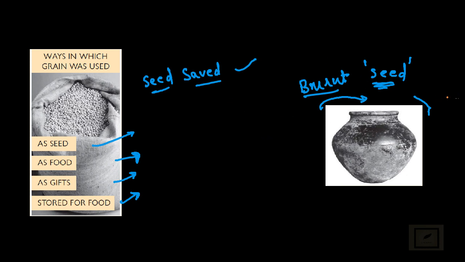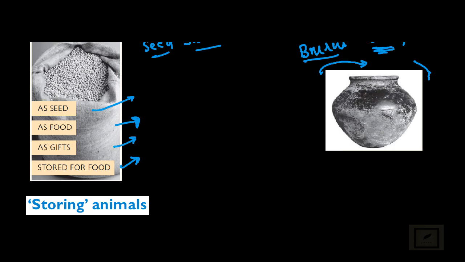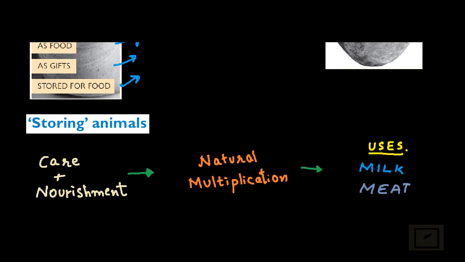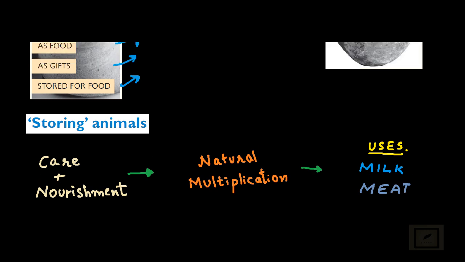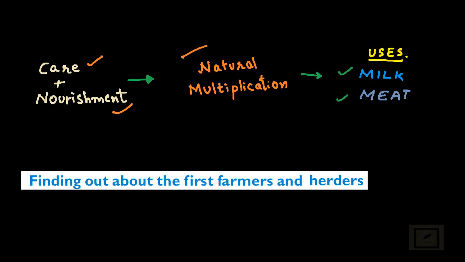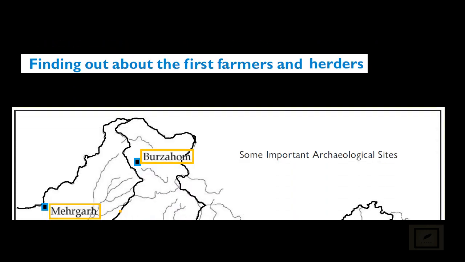Well, this was about the plant. Now let's see how the animals used to get stored. As far as animals are concerned, they need not get stored in a normal way like the plants. They simply require care and proper nourishment, and they get natural multiplication. And then as the population of the animals grows, they can be easily used for milk or meat production. Now let's see the findings about the first farmers and the herders.